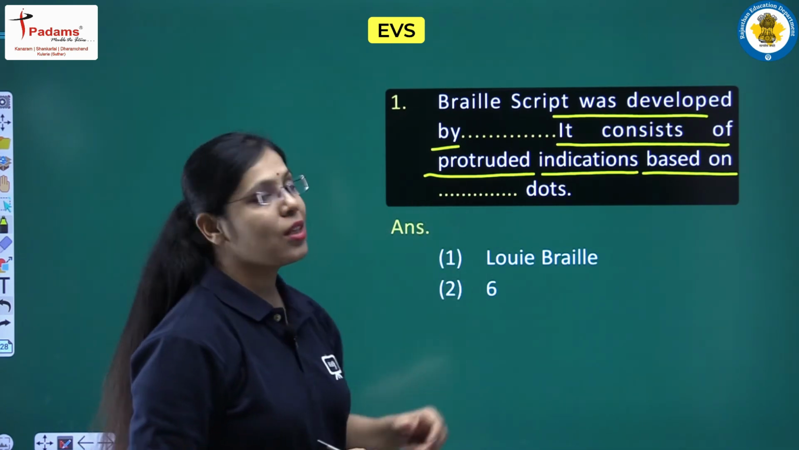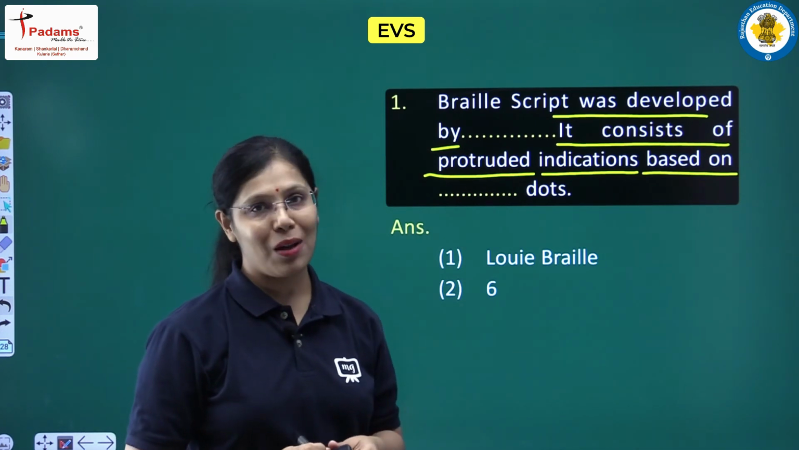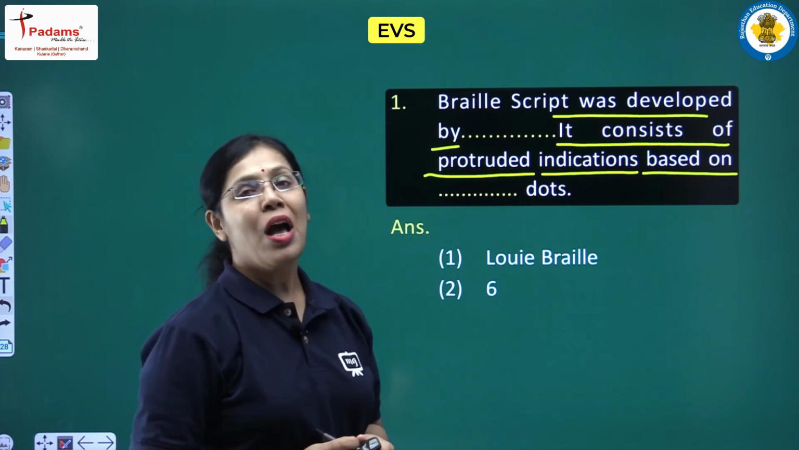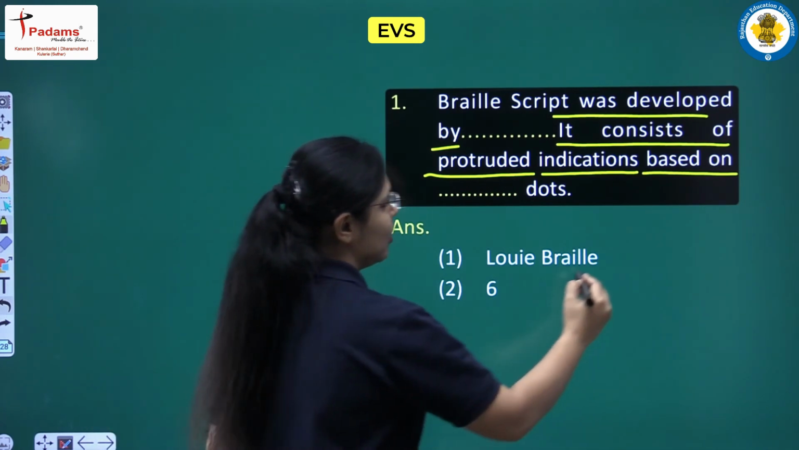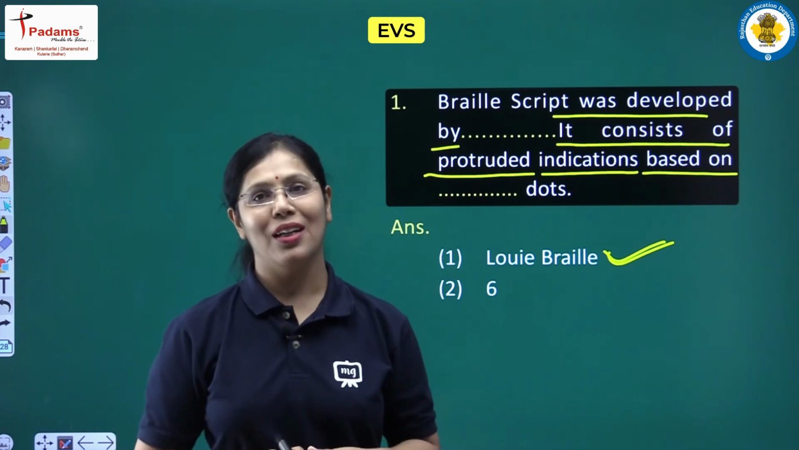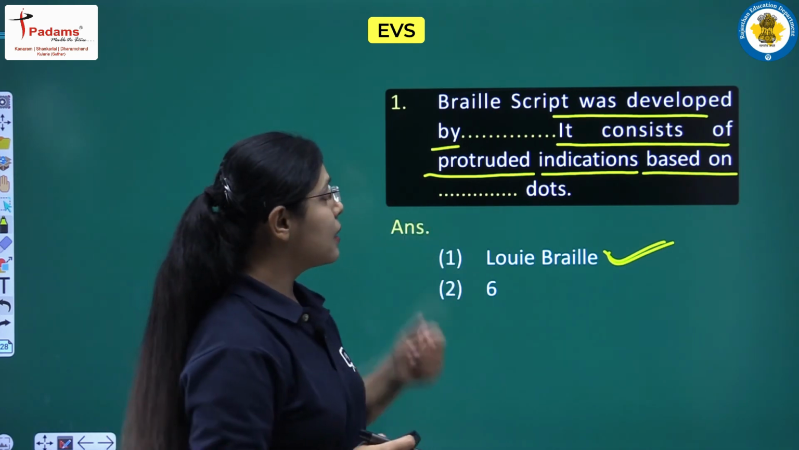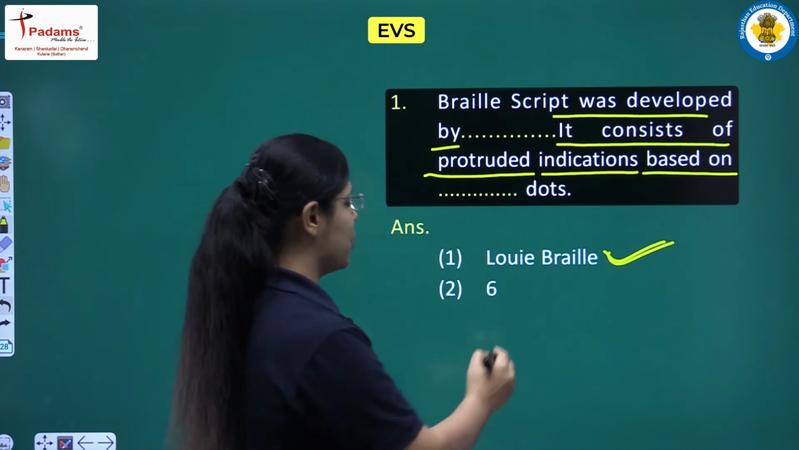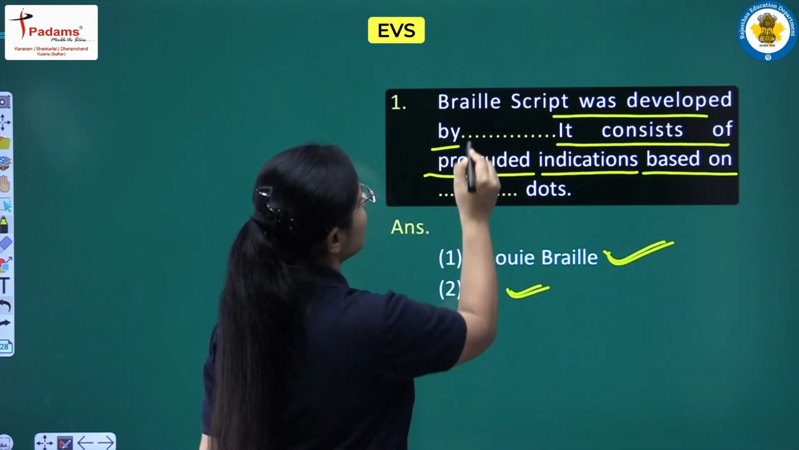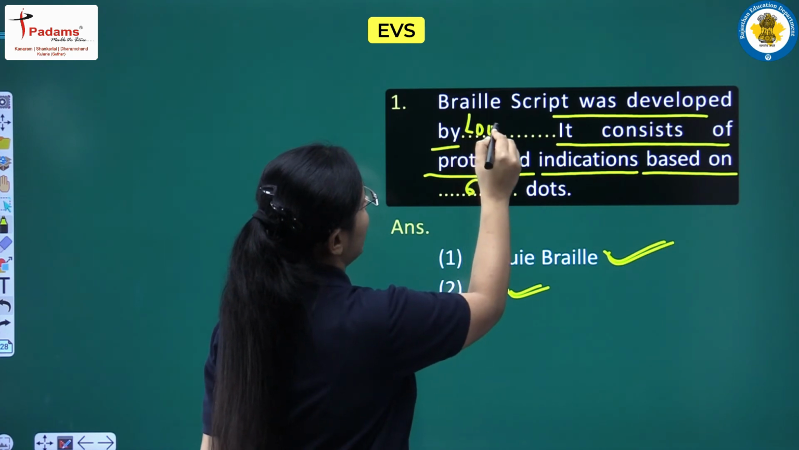So first question is about who developed the Braille script. So in this blank we will fill Louis Braille, because Louis Braille developed the Braille script. And in the second blank you have to mention 6. So here you have to mention 6 and here Louis Braille.